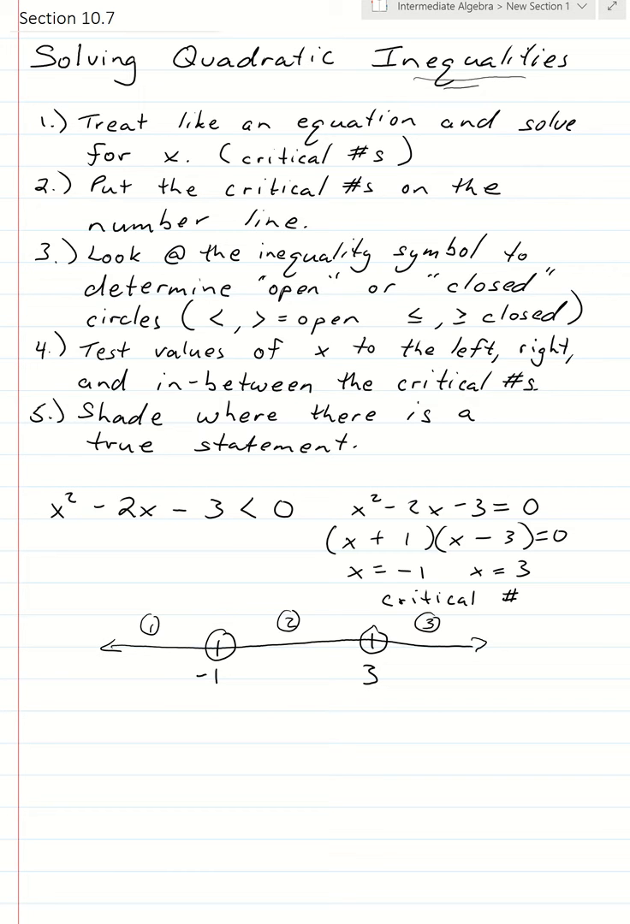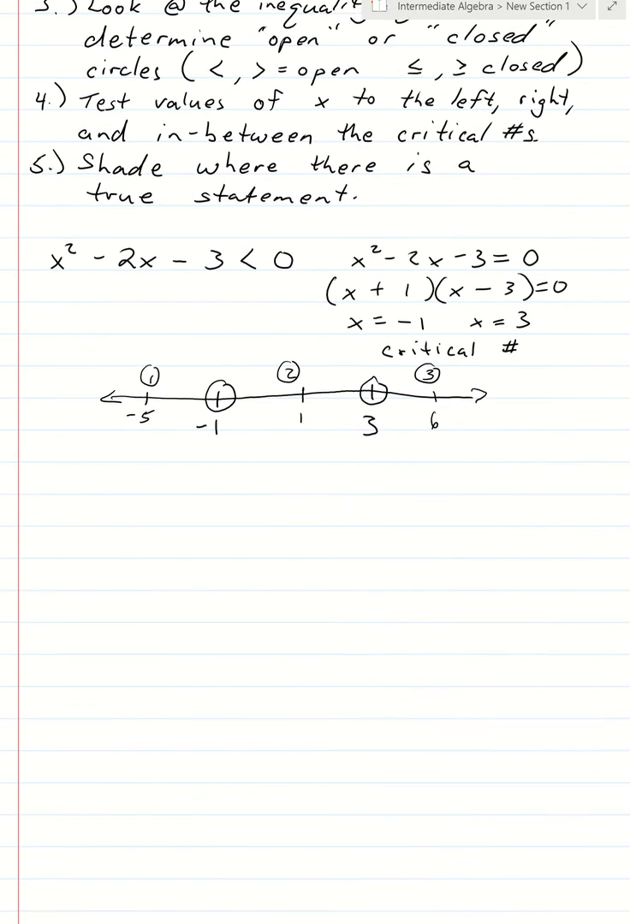It doesn't make a difference. Let's say in region 1 I pick a negative 5. Let's say in region 2 I pick the number 1. And let's say in region 3 I pick the number 6. I want to take those numbers, negative 5, 1, and 6, and plug them into the original inequality and see if it makes a statement that is either true or false. If the number that I picked is true, that means we would shade that region. If it is false, we would not shade that region. So let's take a look.